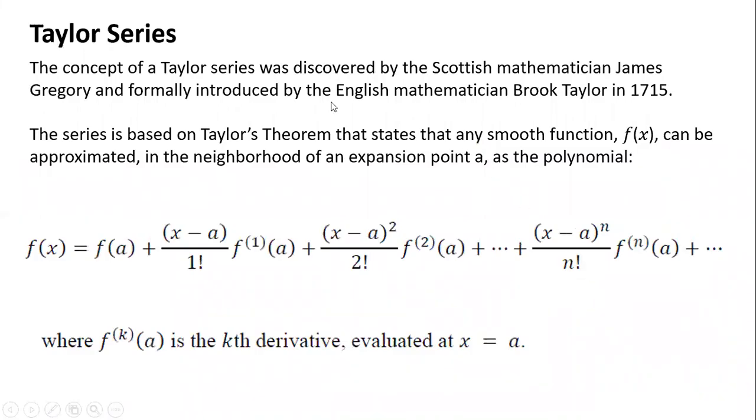The concept of the Taylor series was discovered by the Scottish mathematician James Gregory and formally introduced by the English mathematician Brook Taylor in 1715. This series is based on Taylor's theorem, which states that any smooth function can be approximated in the neighborhood of an expansion point a in polynomial form. So f of x equals this expression, where f raised to k of a is the k-th derivative evaluated at x equals a.